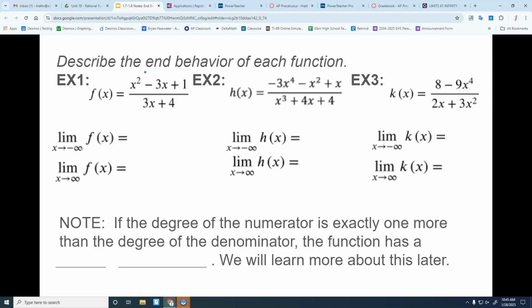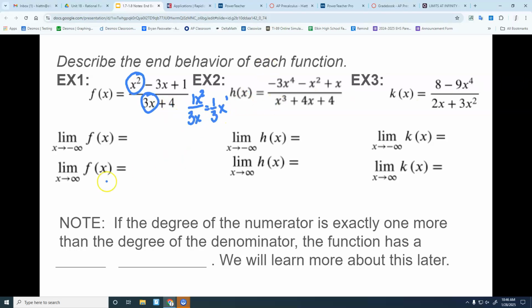So what I'm going to do is take my highest degree from the top and my highest degree from the bottom. I divide them, which would give me 1x squared over 3x, and that will be 1/3 x to the first power. Then I'm going to look at the end behavior of 1/3 x to the first power.